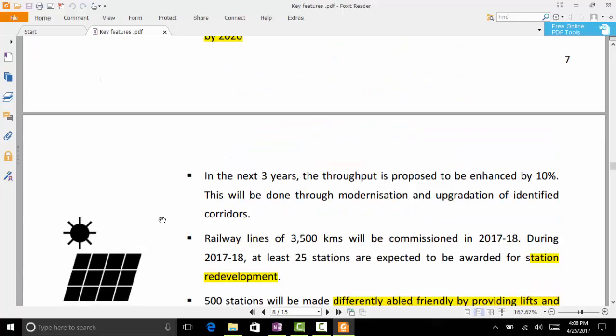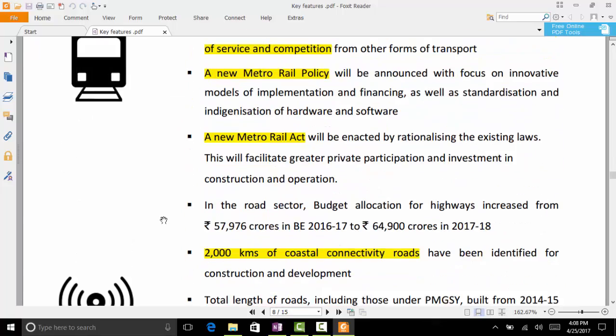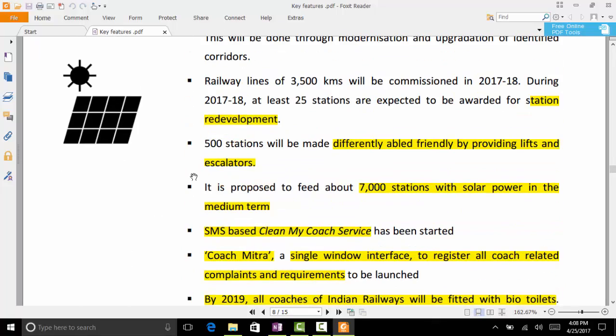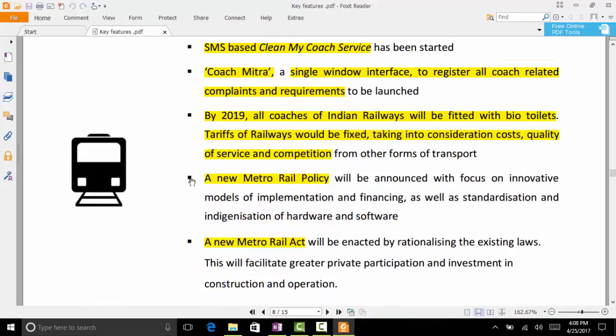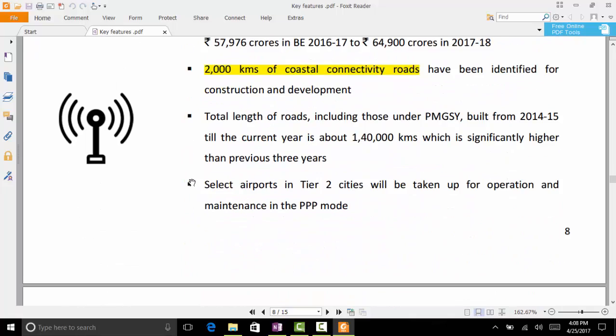So here we have infrastructure. So these are all the developments. These are important for your mains point of view a lot. Whatever initiatives are taken in infrastructure, this could be used as an example of what the government is looking for.